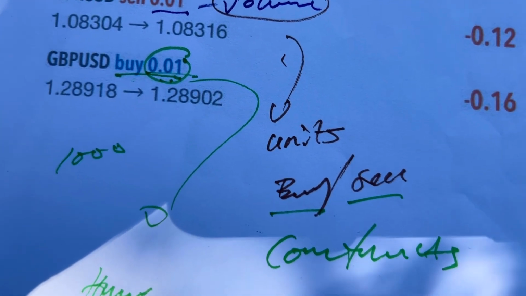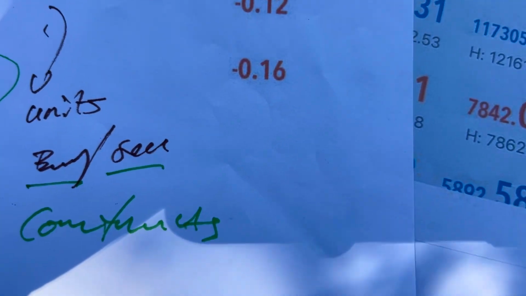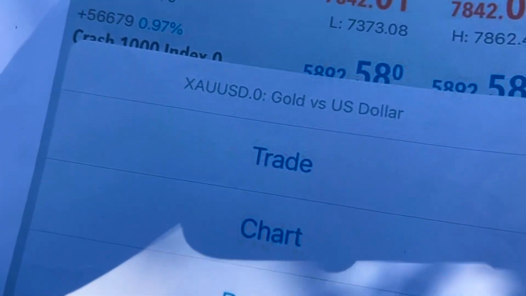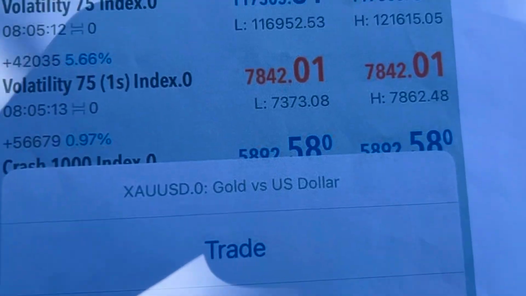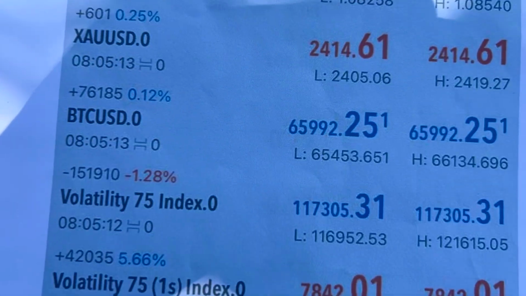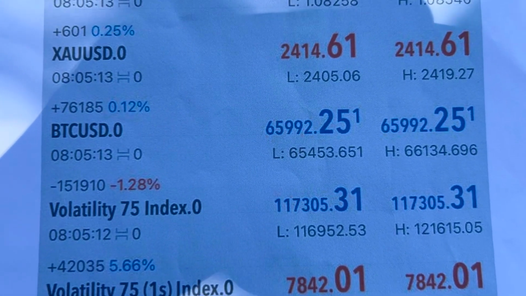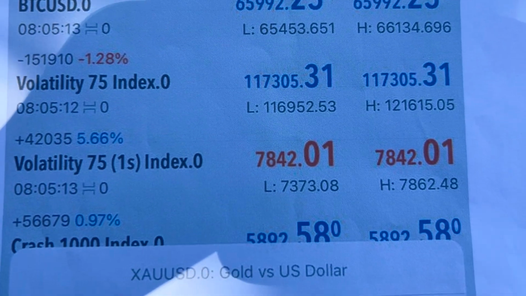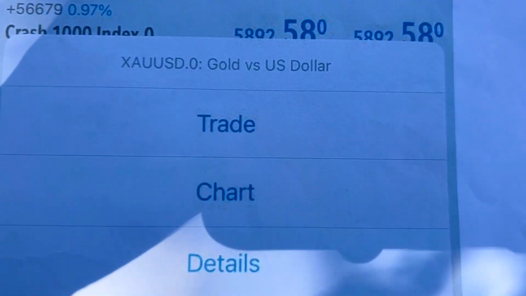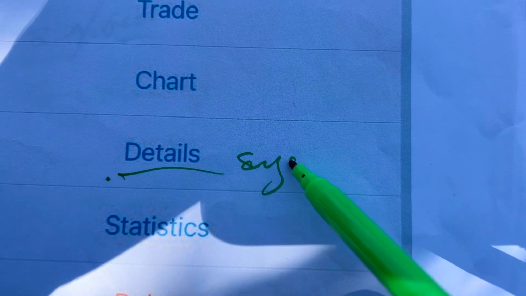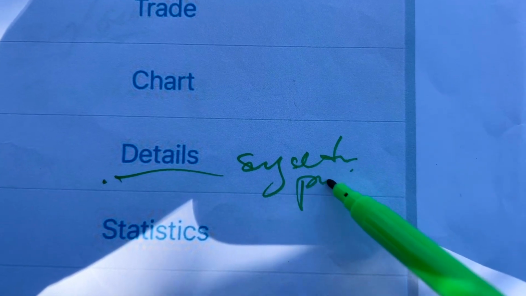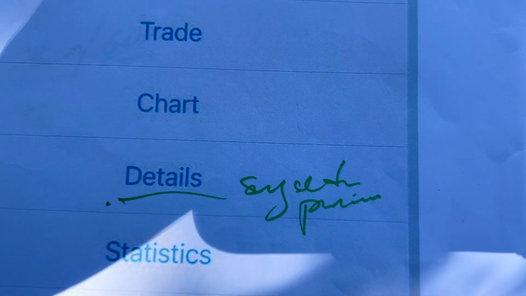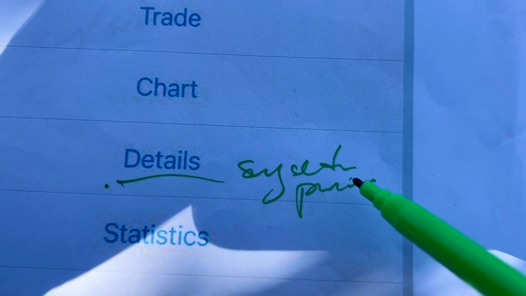The contract size that we are trading is not the same from broker to broker. Brokers are offering a service. If you tap on any asset, this is MT5, you can also do this in MT4, you will see details when you're using an iPhone. If you're using an Android, you will see symbol details, or property details, or symbol properties.